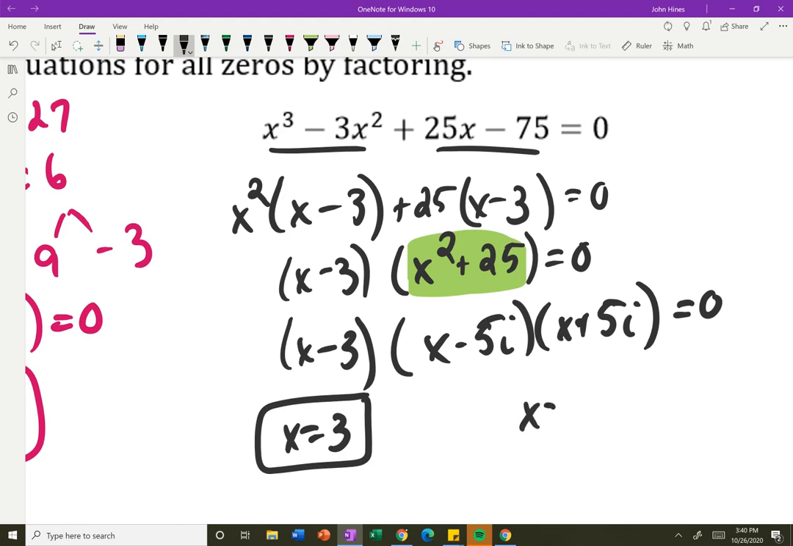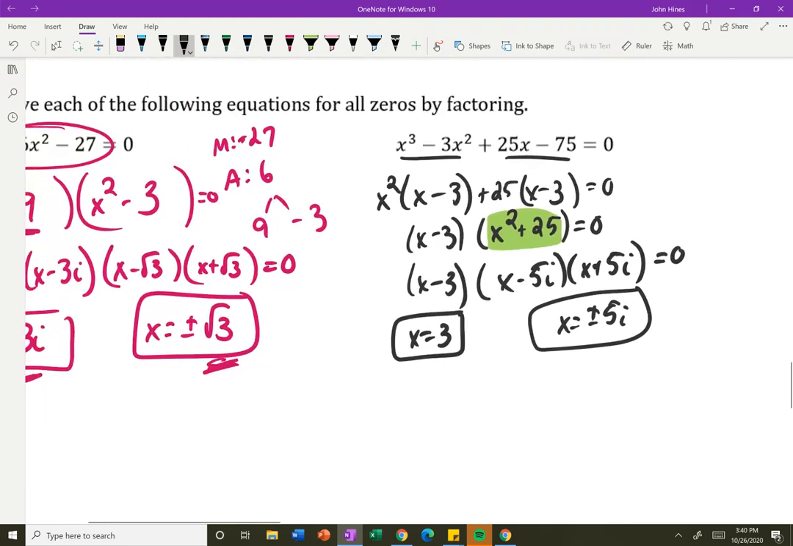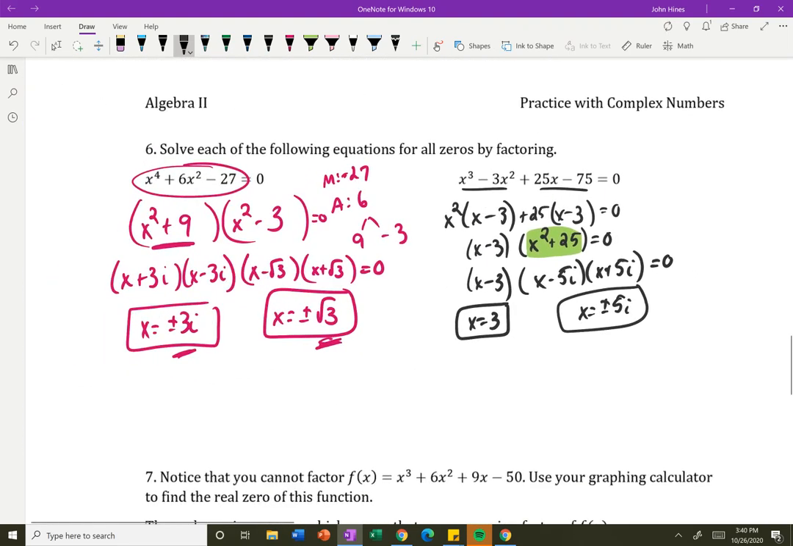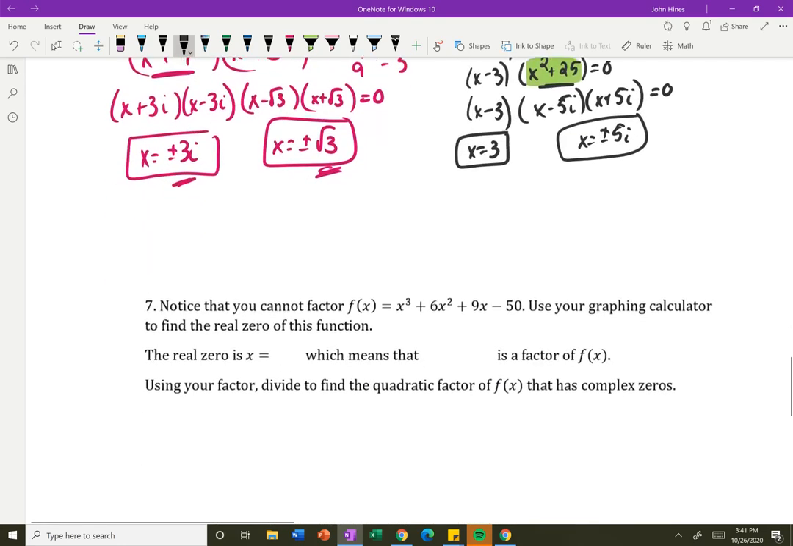3 is the real zero. And then I have 2 imaginary zeros at 5i and negative 5i. Those are all my solutions. Okay, so factoring is basically the same as last time, except I can now factor the sum of perfect squares. And again, we normally don't do this, but sometimes it's a powerful thing to have in our back pocket.